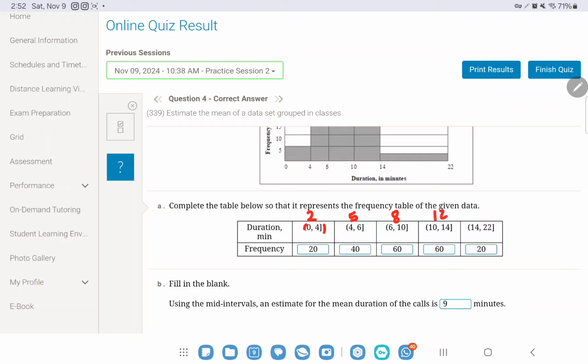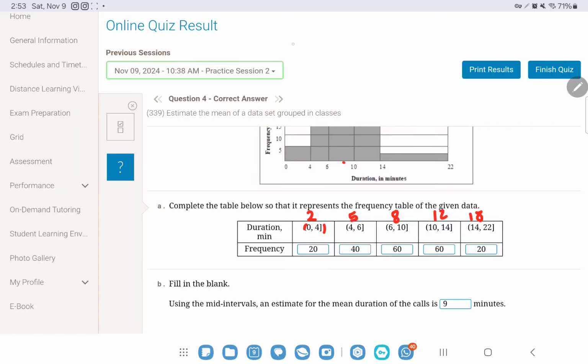14 plus 22 divided by 2, which is 18. So now that's all our mid-intervals, and now we use them and we multiply them by the frequency to find the mean. Mean means average.